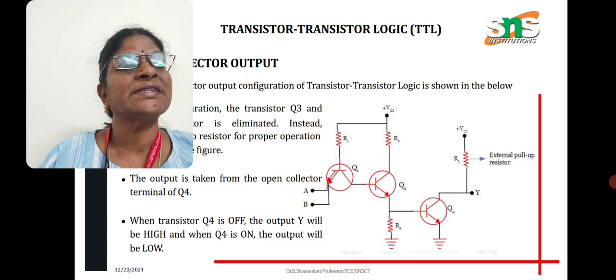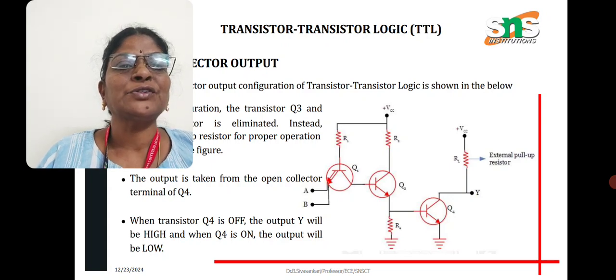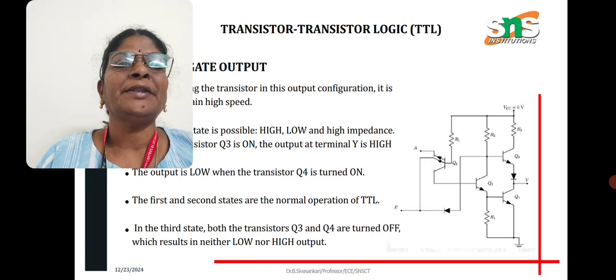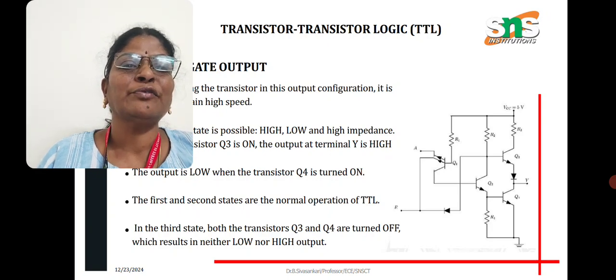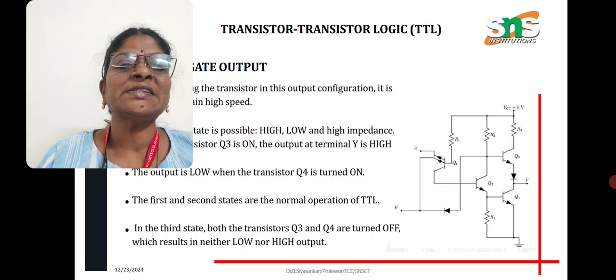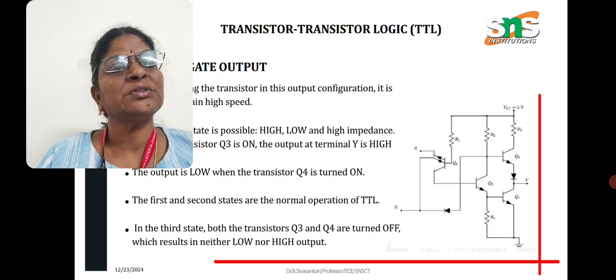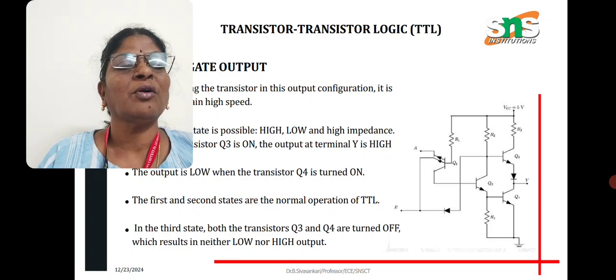Here we have an external pull-up resistor to bring out our output. That is, the output is taken from the open collector terminal of Q4. And another one, the tri-state gate output. Here the output is low when the transistor Q4 is turned on. The first and second states are the normal operation of the TTL. In this third state, both transistors Q3 and Q4 are turned off.